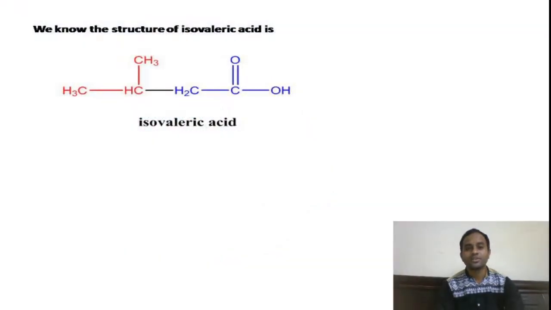Similarly, we need to know the structure. Before preparing isovaleric acid, we should know its structure, and this is the structure of isovaleric acid. It also has 5 carbon atoms. This is the isomer of valeric acid. Its IUPAC name is 3-methyl-butanoic acid. 3-methyl-butanoic acid is also known as isovaleric acid.